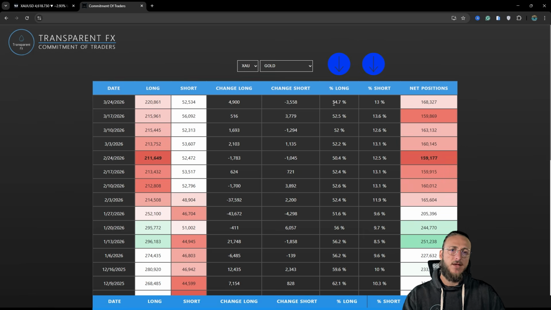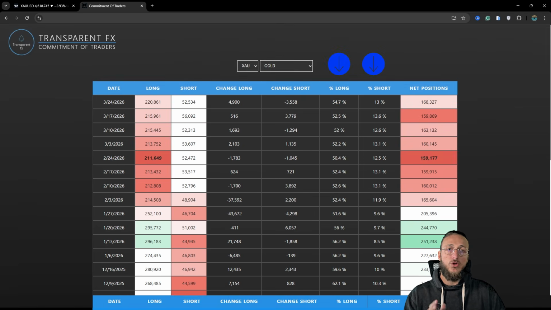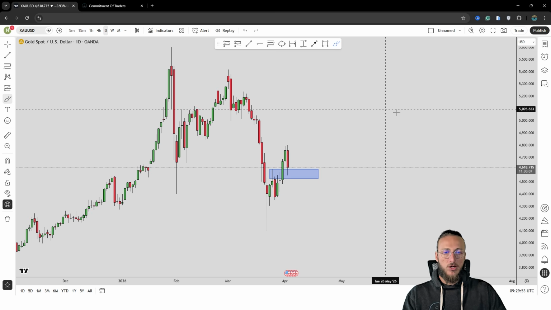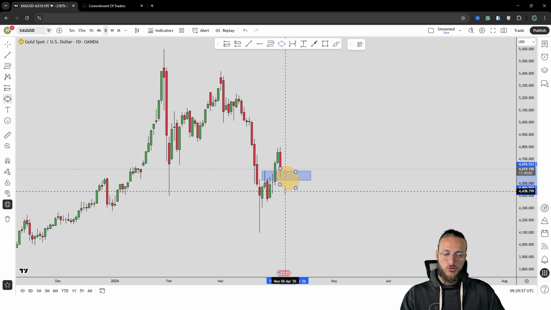In this case, 54% is perfectly in line with the historical average, so we do not see any kind of overcrowded long, which gives the possibility inside of here to see more institutional buying.